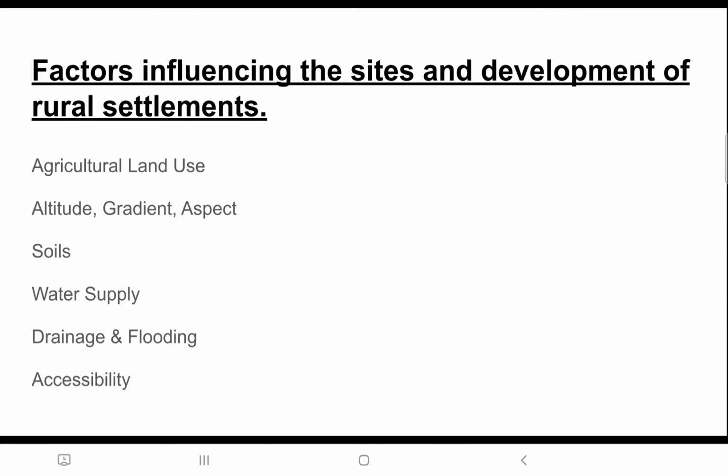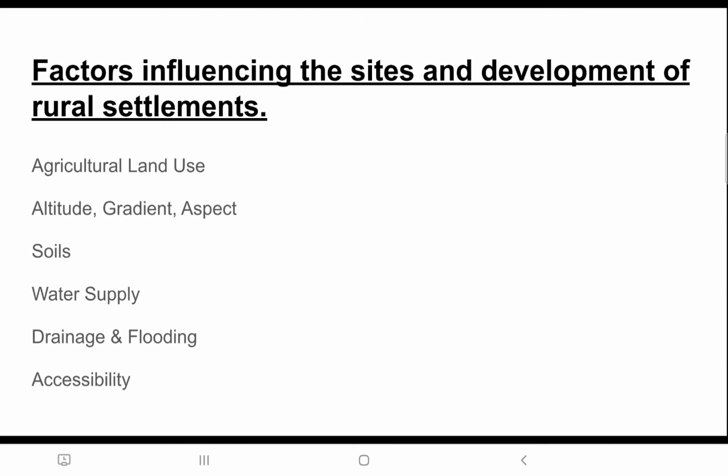And also aspect. This is the direction in which a slope faces, and it will be an important factor. Some slopes will naturally be warm and sunny. Some slopes will naturally be cold and shaded, depending on where in the world you are and where your slope is facing. Agriculture and settlements do tend to be concentrated on the sunny slopes.